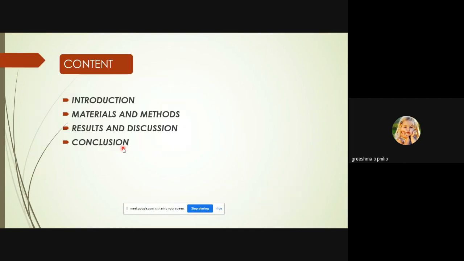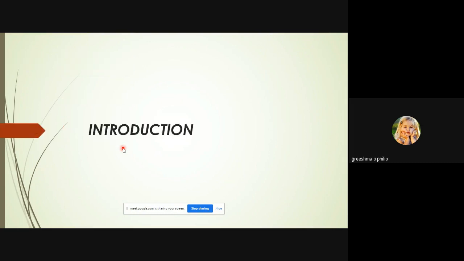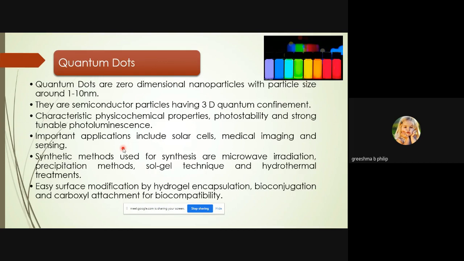These are the topics that we are dealing with today: introduction, materials and methods, results and discussion, and conclusion. First, moving to the introduction, quantum dots. As we all know, quantum dots are zero-dimensional nanoparticles with particle size in the range of 1 to 10 nanometer. They have three-dimensional quantum confinement, and due to their smaller size, they have characteristic physicochemical properties, photostability, strong tunable photoluminescence, etc. For these special characteristics, they have important applications in the field of solar cells, medical imaging, sensing, detecting, etc.